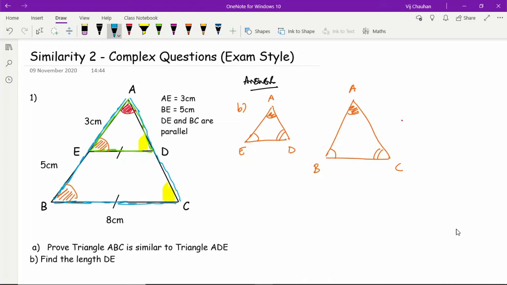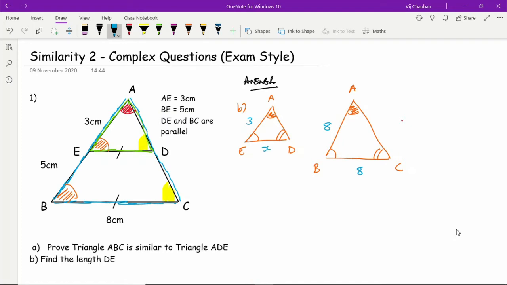Well, I know the side A to E, which is 3. I know that the A to B, now this is where a lot of students tend to go wrong and make mistakes. The length of A to B, you think, oh, it's going to be 5 because that's the other side of it. But actually it's 8. And I also know that the length of B to C is also going to be 8. So what I'm trying to find is this side here.